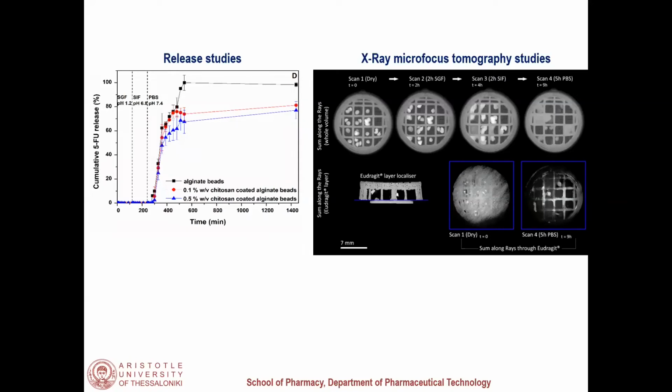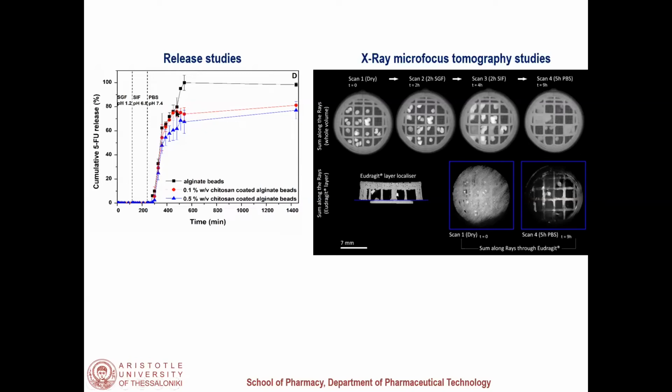Again, we performed the release studies in two different media, in SGF with a pH 1.2, then in 6.8 using simulated intestinal fluids, and at the end, pH 7.4, trying to mimic more or less the upper and the lower intestine. So what we noticed was that the release of the active in SGF and in SIF was almost negligible. However, at pH 7.4, we could see a rapid increase in the release of the active in the medium for all three formulations.